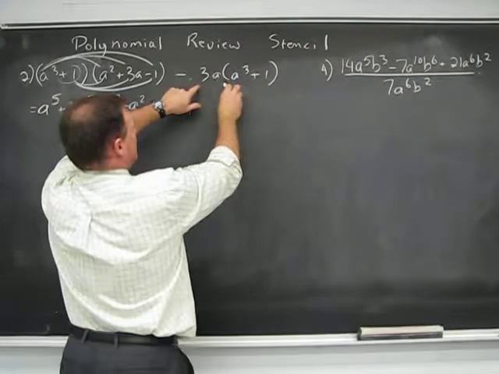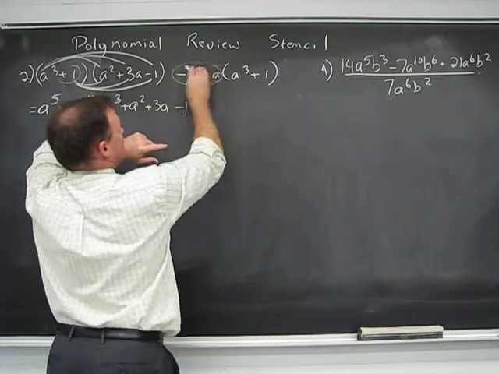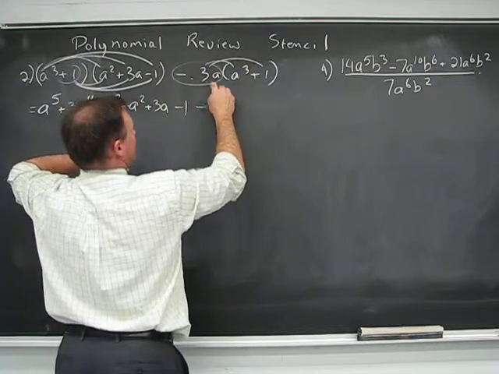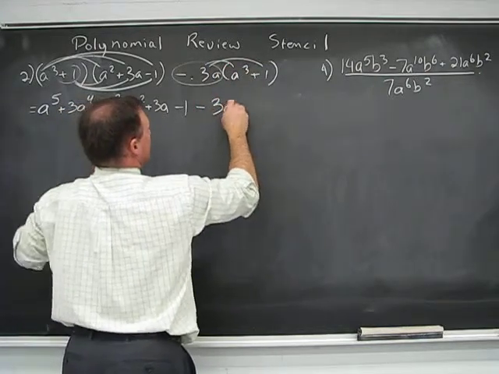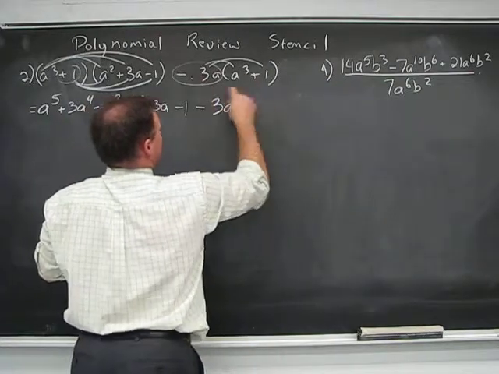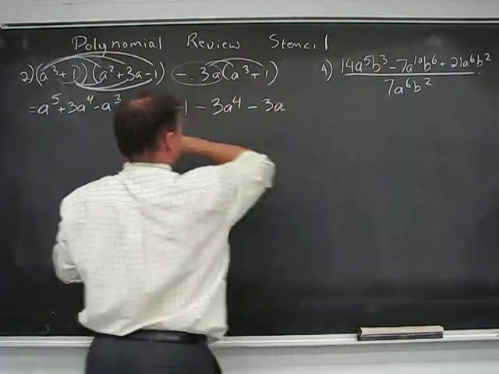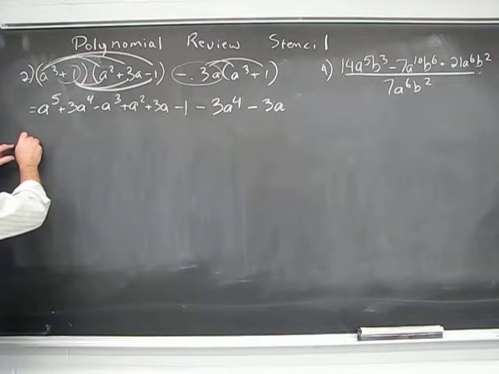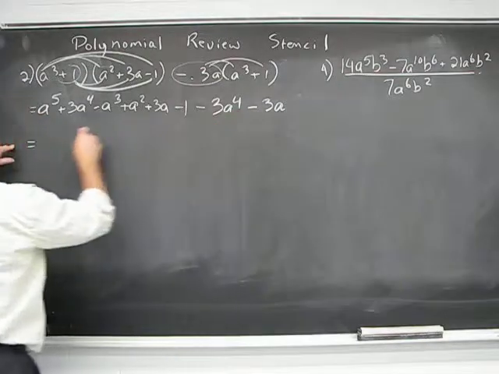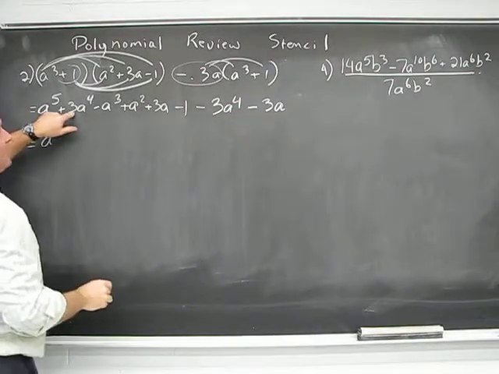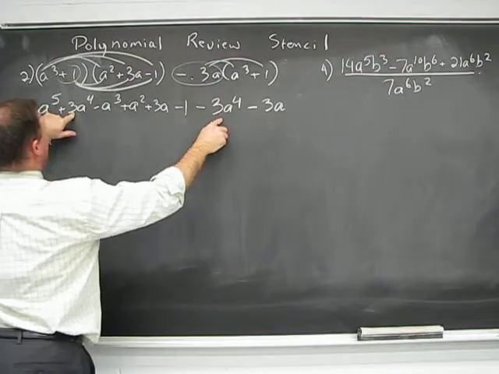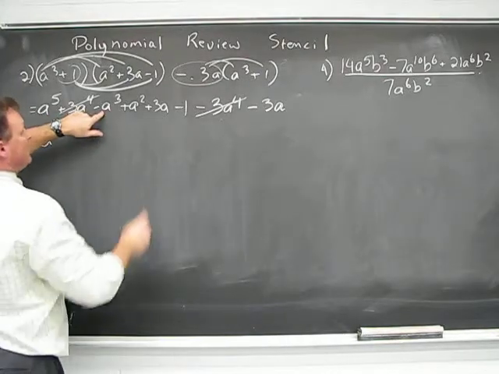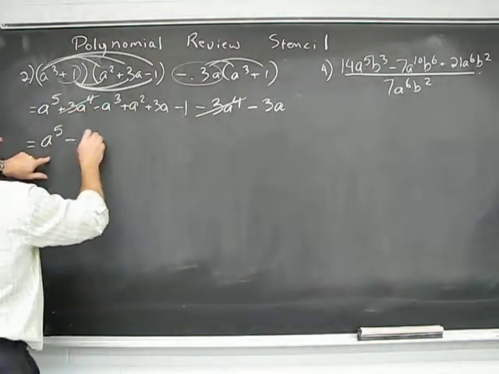Now let's look at the multiplication here, and don't forget this is a negative 3a or a minus 3a that's going to multiply by both of the terms, leaving me with negative 3a to the 4 and negative 3a. So we've got this slew of 8 terms. We're going to combine. We'll look for the like terms as we go. A to the 5 doesn't have a partner, so it's just a to the 5. 3a to the 4, negative 3a to the 4, they'll cancel out, so I don't have to write anything for those. Negative a to the 3, does it have a partner? No, so negative a to the 3.